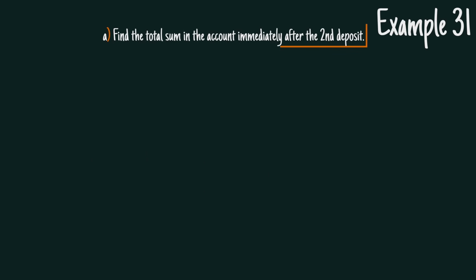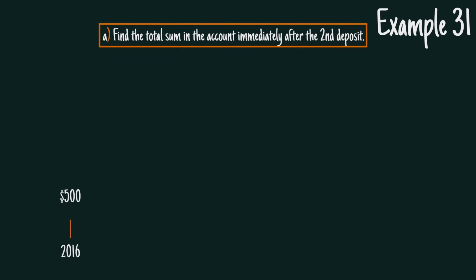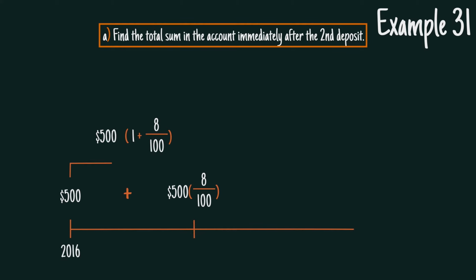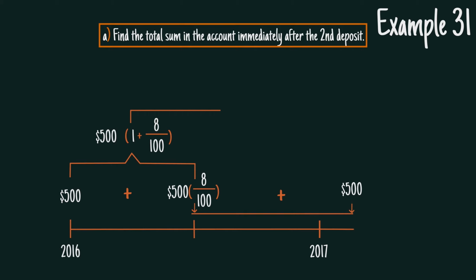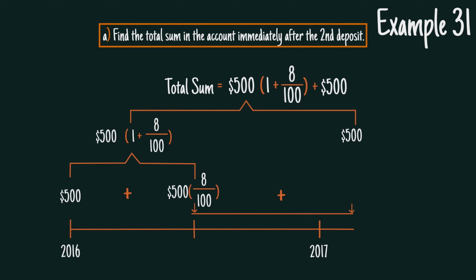In part A, the total sum to be considered is only the deposit made in 2016 and the interest accrued for that deposit, and the next deposit in 2017. Therefore, using the compound interest formula, the total sum can be written as this. And the answer is $1,040.